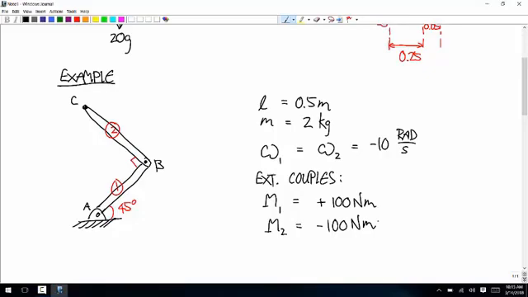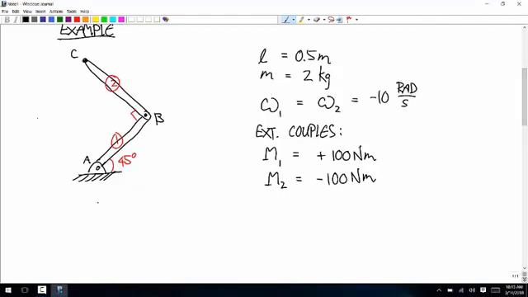Oh yeah, no, that's right. I was thinking the other way around. Okay, so we're trying to apply a couple that's going to tend to straighten the elbow. So think about that. Does that sort of make sense that that's what this will do? On M1, we're going to apply a clockwise moment. On M2, on body 2, we're going to apply a counterclockwise moment. No, a clockwise moment. And so that's going to straighten that elbow. And we want to calculate the acceleration at C.